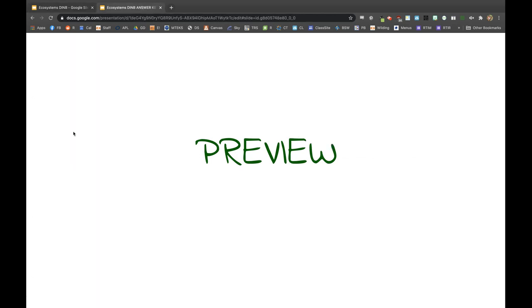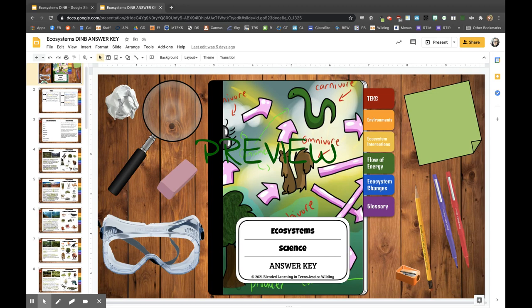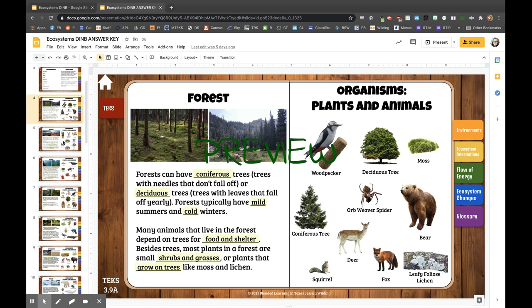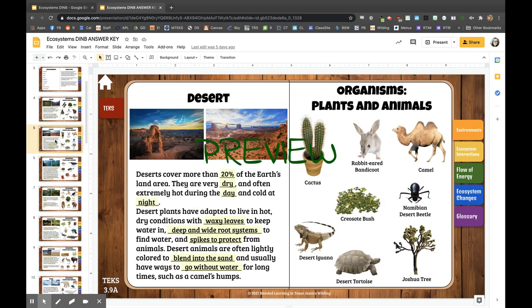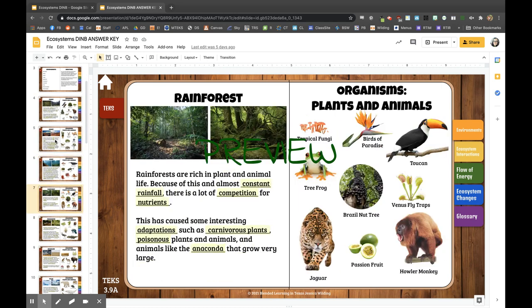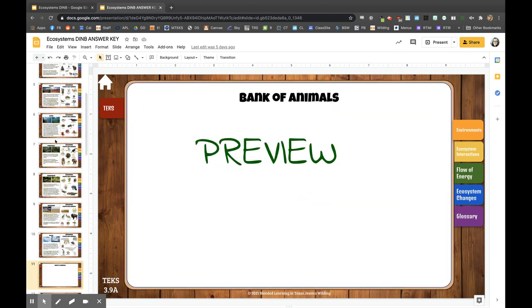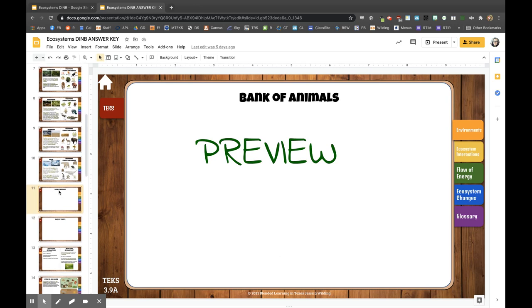And so then once they are finished, each environment has its information on the left-hand side with some pictures, and then on the right-hand side are some different plants and animals that are found in that environment. And again, there's forest, desert, ocean, rainforest, freshwater, grassland, polar, and then again, space for the plants and the animals.